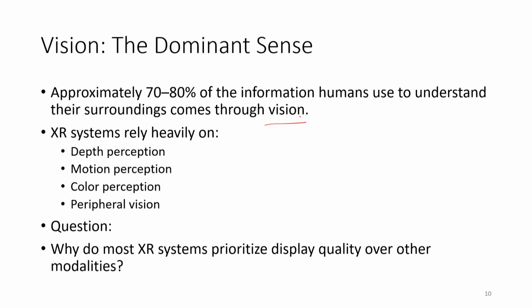So, XR systems rely heavily on using vision to give you depth perception, motion perception, color perception, and also peripheral vision. So, a number of XR systems will use their displays to give you all of these perceptions, which you get in the real world as well: depth, motion, color, and peripheral vision.